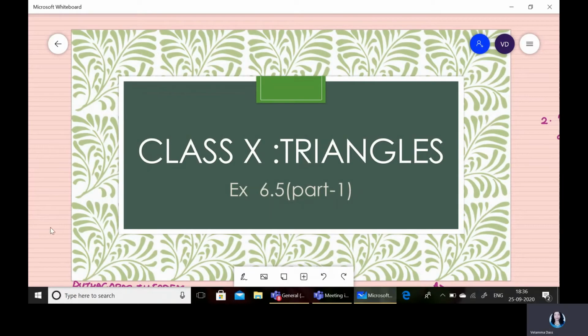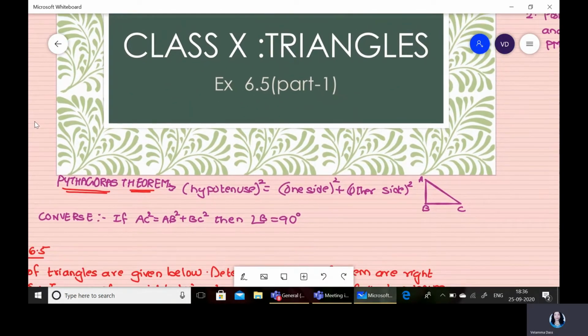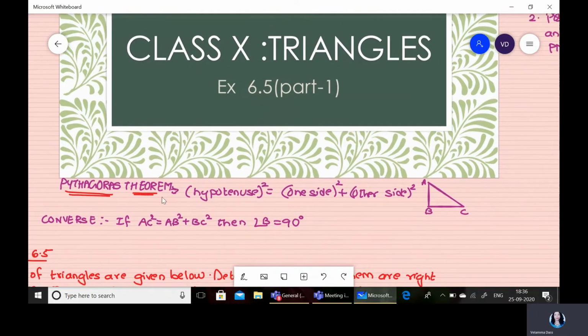To start with exercise 6.5, part 1 of the triangles. Before we start with the exercise sums, let's just have a recap of what we have learned. Pythagoras theorem says that the hypotenuse square equals one side square plus the other side square. This is applicable for a right angle triangle.